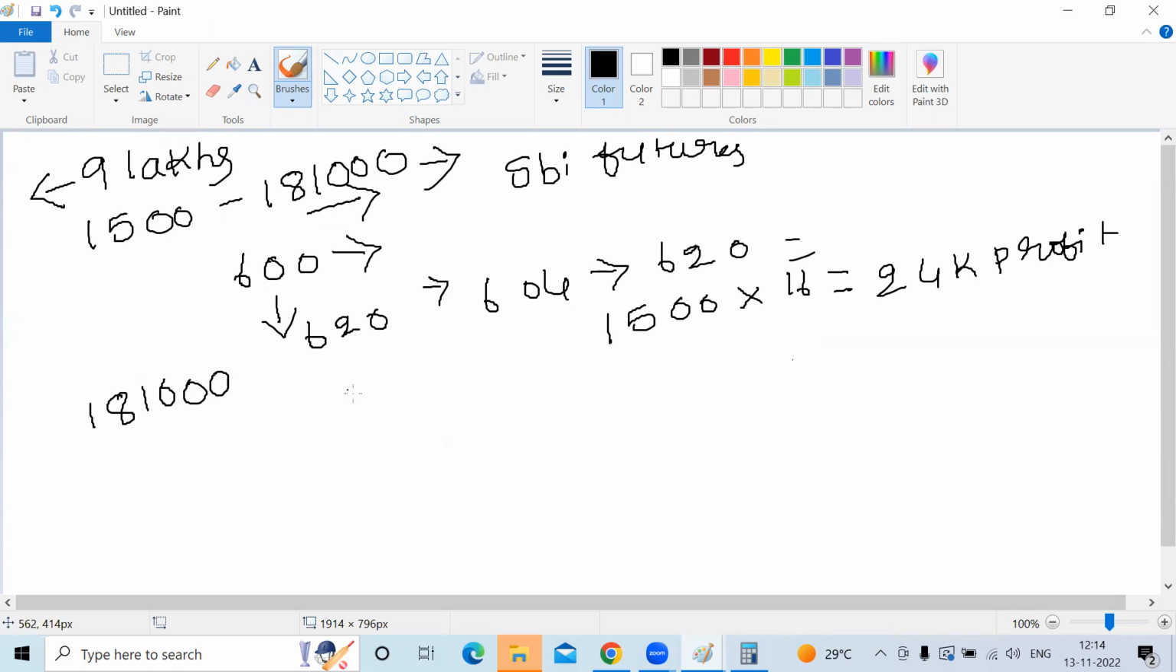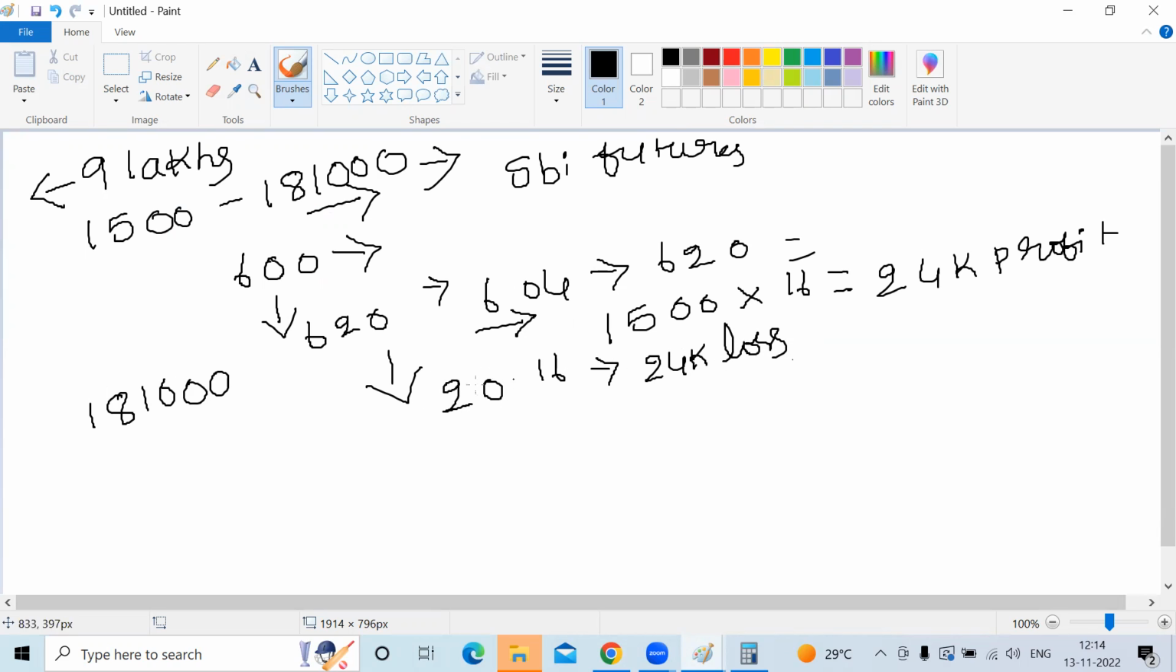1,81,000. Okay, assume in the same scenario, there is a different situation. Now, instead of going up 20 rupees, it came down. That means what? Okay, assume 16 rupees. I say SBI futures is at 604 and it fell down 16 rupees. Then it means you got a 24k loss.